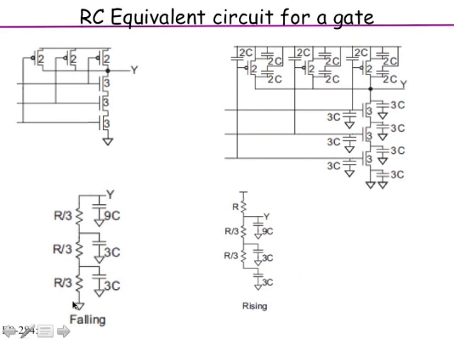Remember, for falling, all three inputs have to go high, which means all three PMOSes have to shut off. So the PMOSes are not contributing anything other than the parasitic capacitances, which lead to 9C at the output. So this is the equivalent RC network for rising and falling.